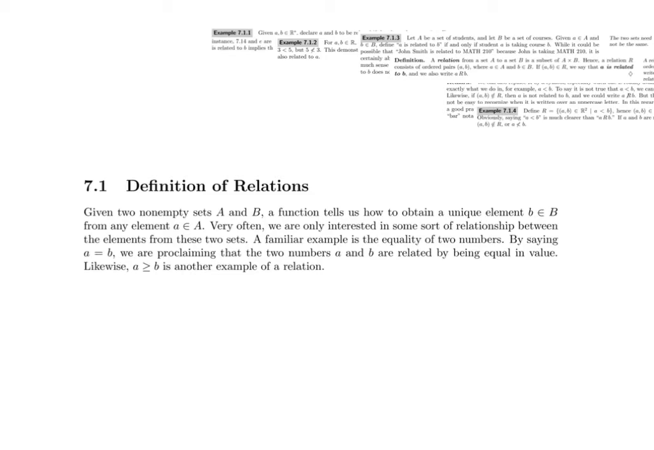Now, sometimes instead of a capital letter between two elements, we have a symbol. So for example, when we say something like a = b, we're saying that a and b are two elements that are related by being equal in value. Another symbol that we sometimes use to represent a relation is the greater than or equal to symbol. This is another example of a relation. Two numbers have this relationship if a is greater than or equal to b in value.